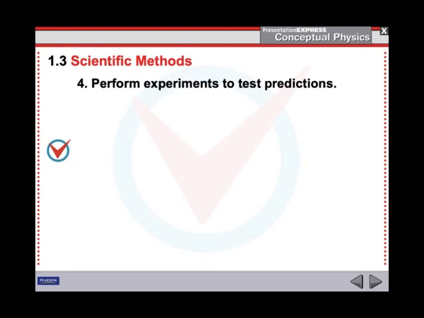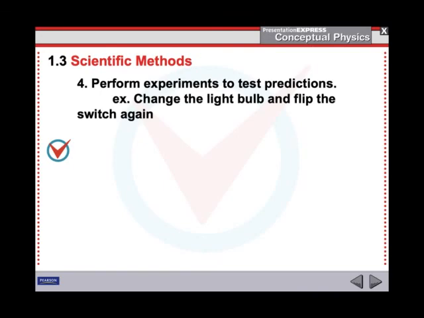Perform experiments to test the prediction. So you think that it's the light bulb that's burned out. So what are you going to do to test that prediction? You're going to change the light bulb. So you go and get a light bulb and you flip the switch again. So that's performing an experiment.